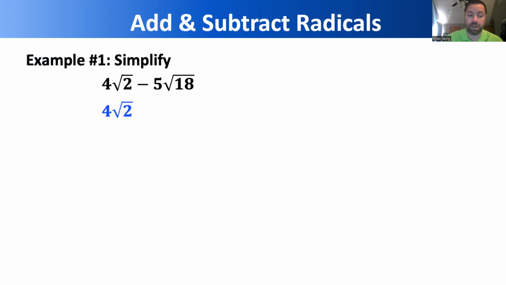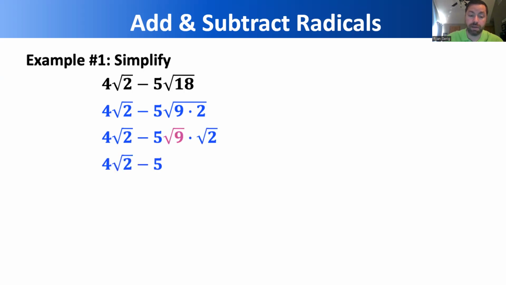Well, 4 radical 2, I can't do anything to. But 18, I can. So the 5's already on the outside. Square root of 18, I can say 9 times 2. Well, the square root of 9 is 3. So now 5 multiplies by 3 with the radical 2 left over. That gives me 15 radical 2. So 5 square root of 18 is the same as 15 square root of 2. Now that I've done that, the numbers under the radical, or the radicand, are the same. We have like terms. So now I just subtract 4 minus 15 and get negative 11 radical 2.